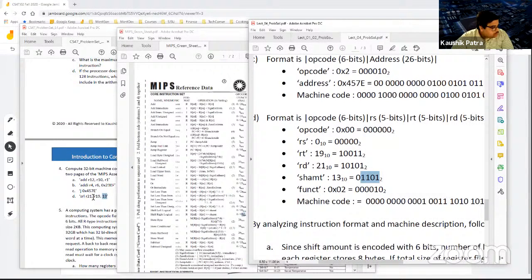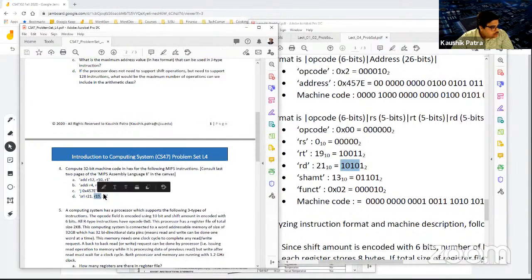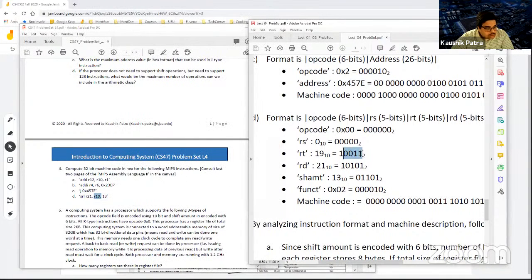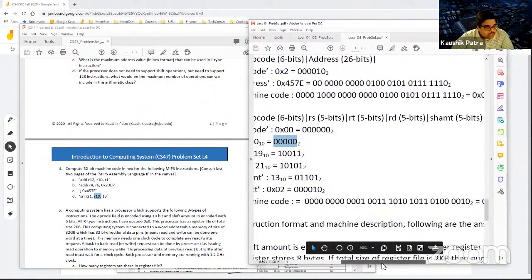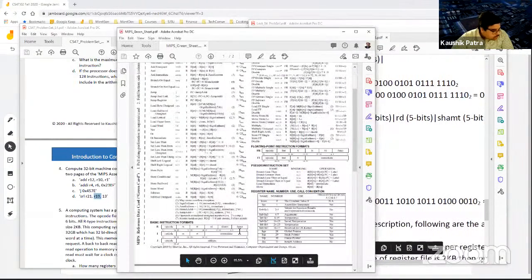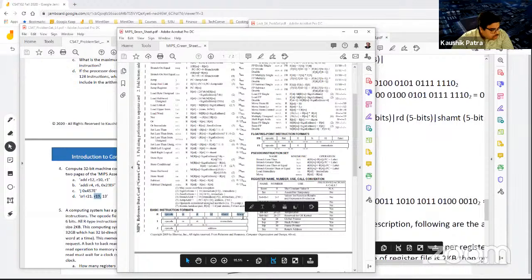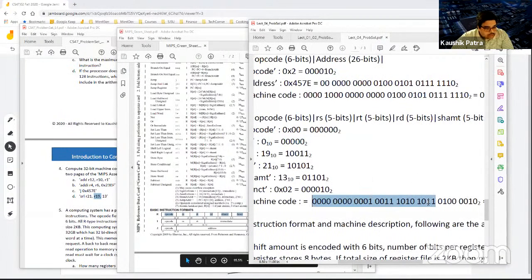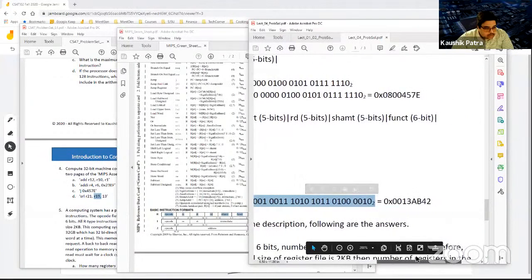RD is your 21. Is that correct? This is 16, 4, 1. Yeah, this is 21. RT is your 19, so this is 16 and 3. RS in this case, since RS doesn't participate in this operation, you basically put 0 there. And then we put this together according to this format, right? This is an R-type instruction. So we put together the binary code and make it in hex, right? By grouping them by 4.